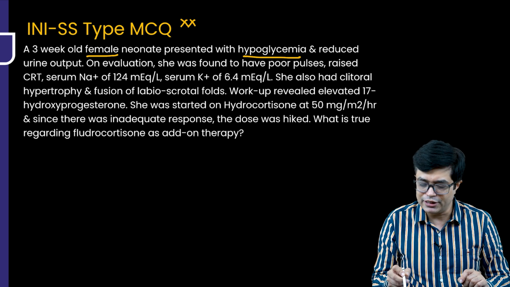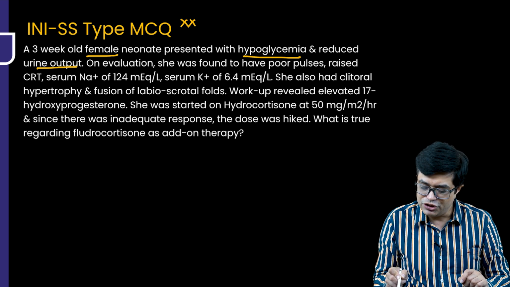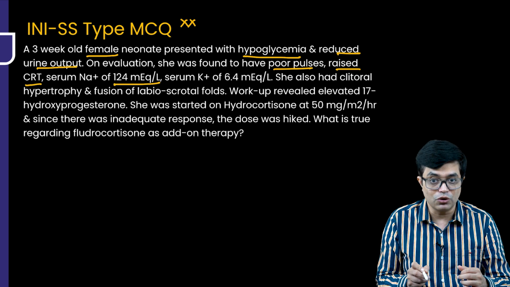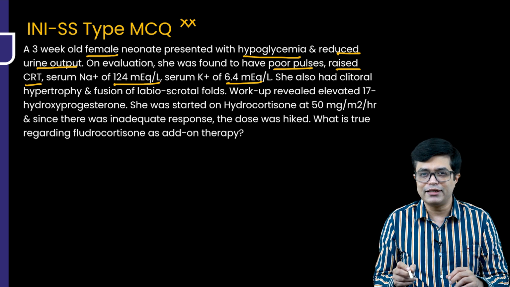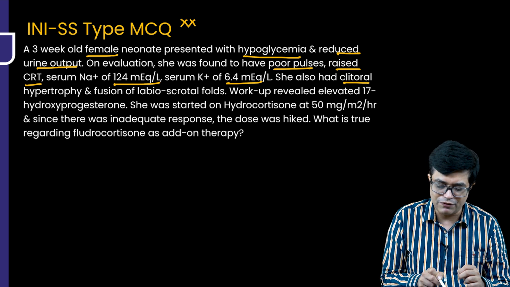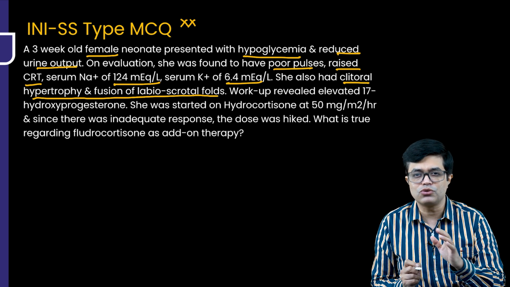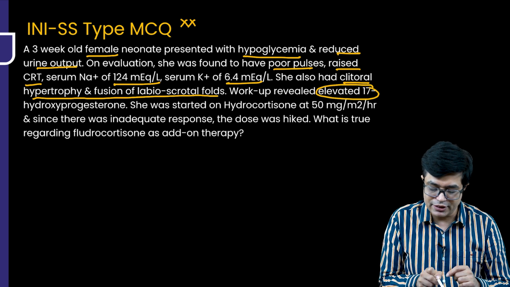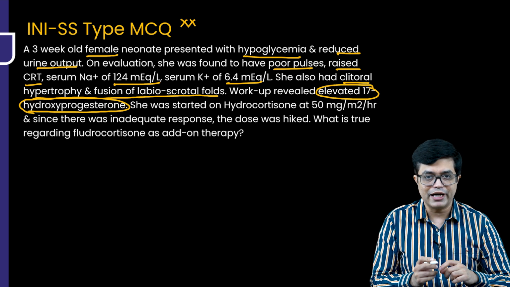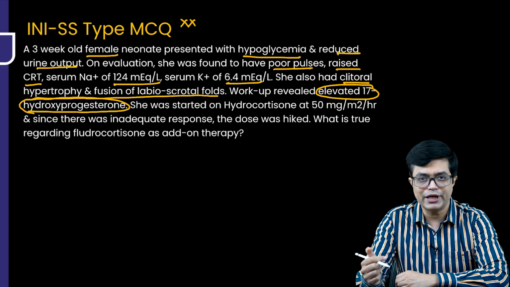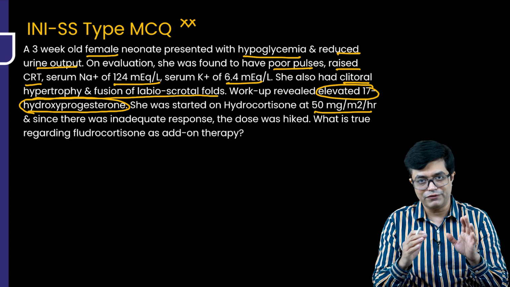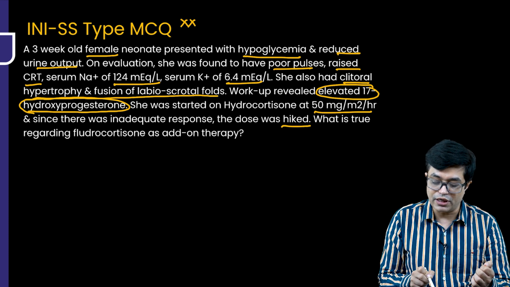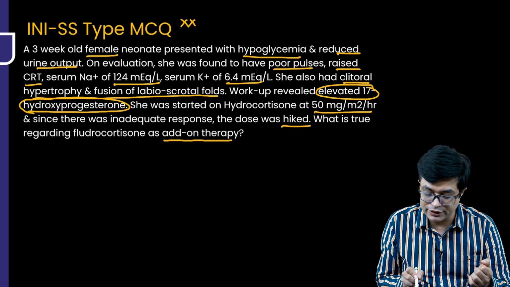3-week-old female neonate presented with hypoglycemia, reduced urine output. She is having poor pulses, raised CRT, capillary refill time is raised, sodium is on the lower side, potassium is on the higher side, and there is also evidence of ambiguous genitalia in the form of clitoral hypertrophy and fusion of the labioscrotal folds. And they have given one parameter: workup revealed elevated 17-hydroxyprogesterone. So likely CAH, she was started on hydrocortisone at this dose. Right or wrong, we don't know, we have to see. And there was inadequate response to this dose, so the dose was hiked. What is true regarding fludrocortisone as add-on therapy?